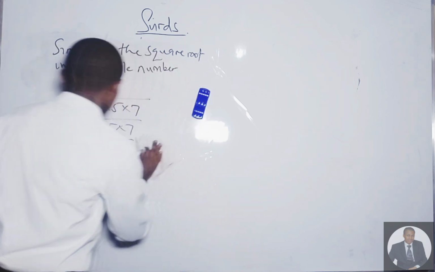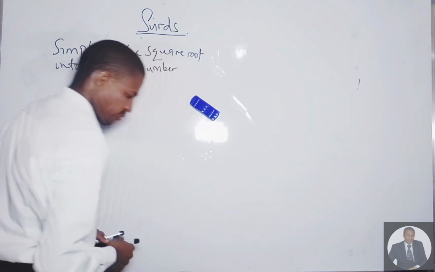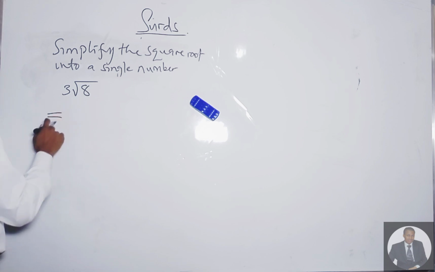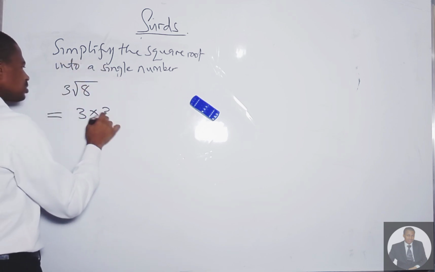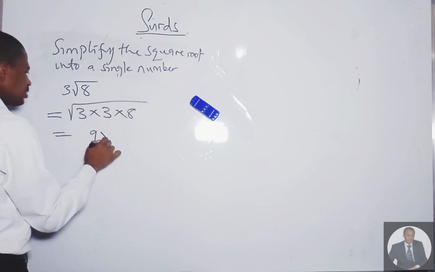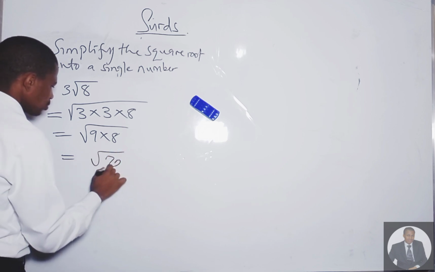Let's look at another question. 3 root 8. We have to simplify this into a single number. That will be 3 times 3 times 8. That will be 9 times 8. That will be root 72.